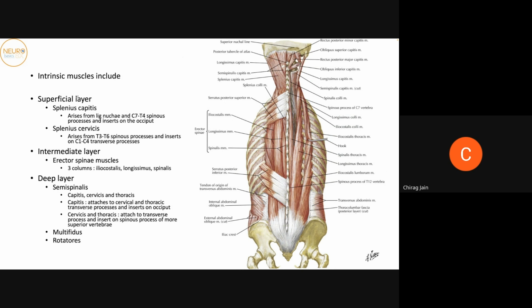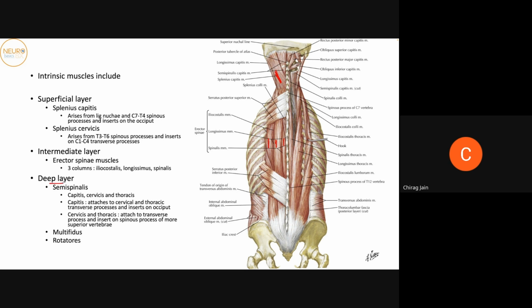There is the superficial layer, which has the splenius capitis over here. This is the splenius capitis. And then it has the splenius cervicis. There's an intermediate layer which contains all the erector spinae. There are three columns of erector spinae: the iliocostalis, which is lateral, the longissimus, and then the medial one, which is spinalis. The basic concept is just that they provide back extension.